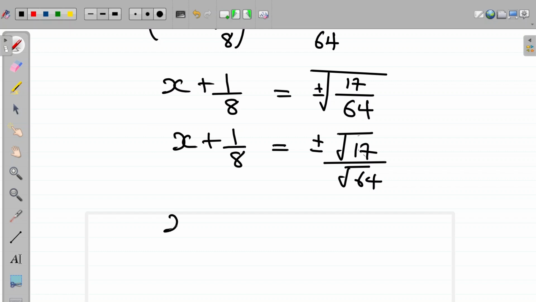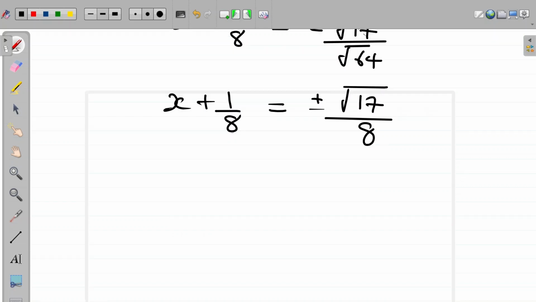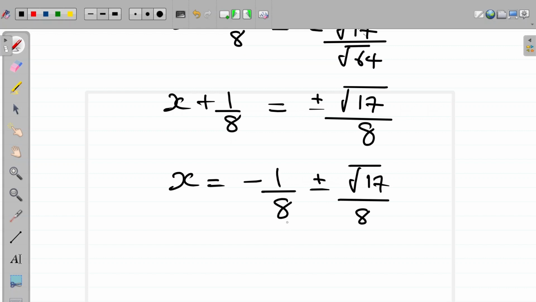So we can obtain that (x plus 1) divided by 8 is equal to plus or minus root of 17 divided by, now 64 is a perfect square, so we have that the square root of 64 is equal to 8. Now from our left hand side, we move 1 divided by 8 to the right hand side. So we have that x is equal to minus 1 divided by 8 plus or minus root of 17 divided by 8. Now since we have 8 and 8 as the denominator, we take LCM.